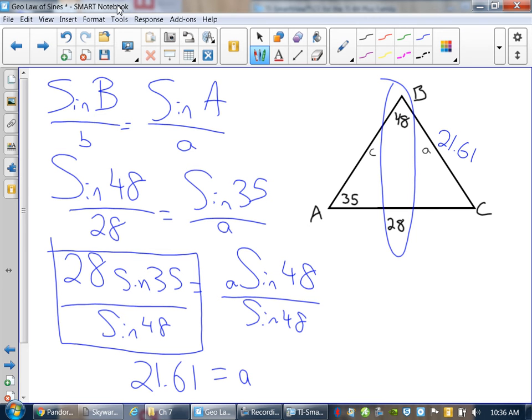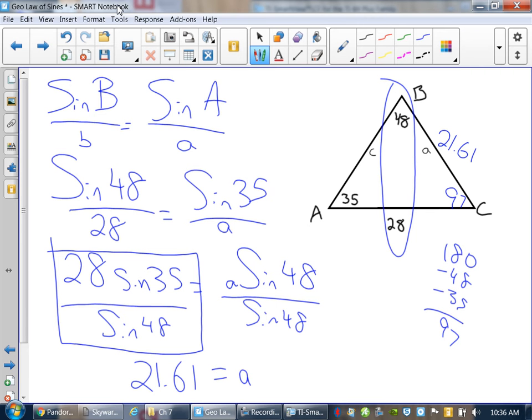How do I figure out angle C? Should be the easiest part of all of this. How many degrees are in a triangle? As I rephrase the question, it might be one of the easiest things to find. It's 180 degrees. Subtract out the 48, subtract out the 35. What are you left with for angle C? You get 97. There's your angle C then.